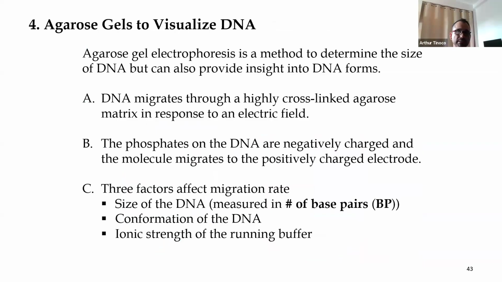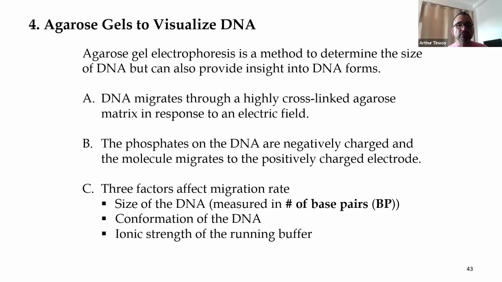So what is our mechanism for us to be able to look at or tell that we have a DNA of interest? A really simple but effective strategy is to take advantage of agarose gels to visualize DNA. So agarose gel electrophoresis is a method to determine the size of DNA, and it can provide you a bit of information with regards to the form of the DNA. So how does this process work?